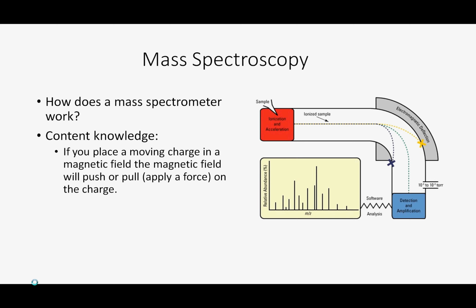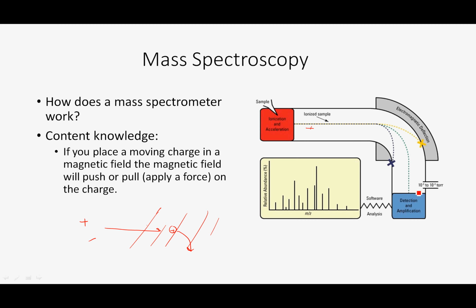All right, a mass spectrometer. How does a mass spectrometer work? Well, just a bit of content knowledge that you may not have. If you take any sort of charged particle and send it through a magnetic field, as long as the charged particles are moving, or if you could alternate the magnetic field, you'll have a force applied on that particle. So we'll have a deviation of this. So we take a charged particle and deviate it through this particular magnetic field.